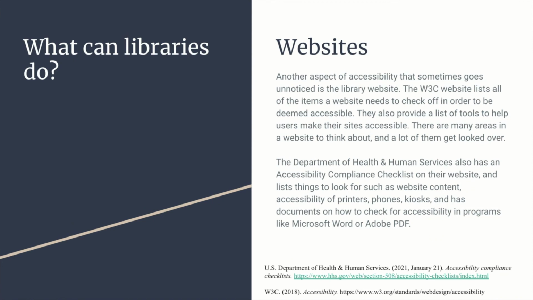The Department of Health and Human Services also has an accessibility compliance checklist on their website, and lists things to look for such as website content, accessibility of printers, phones, kiosks, and has documents on how to check for accessibility in programs like Microsoft Word or Adobe PDF.